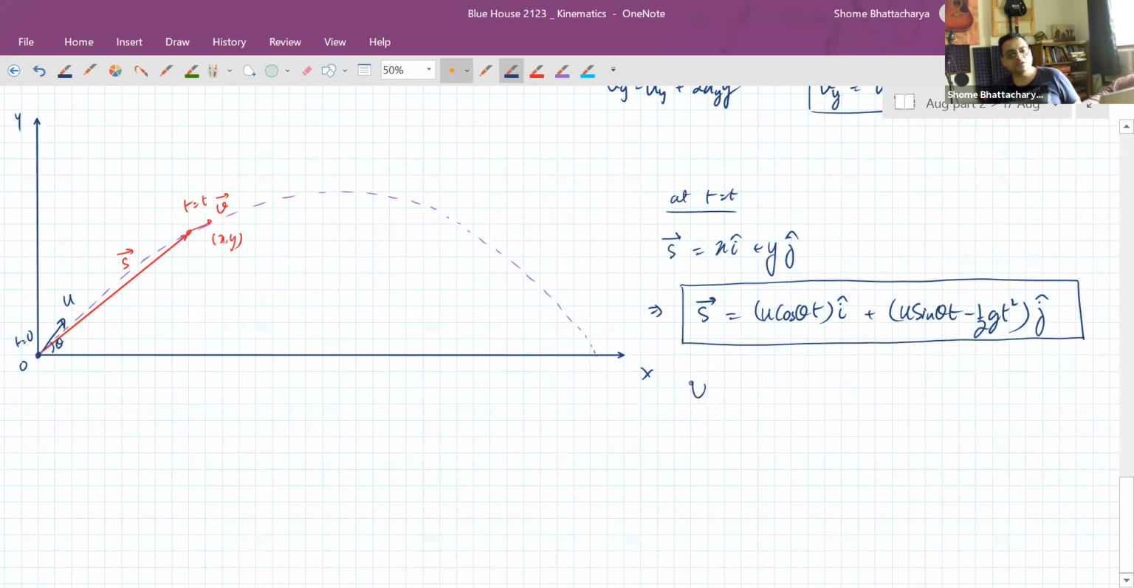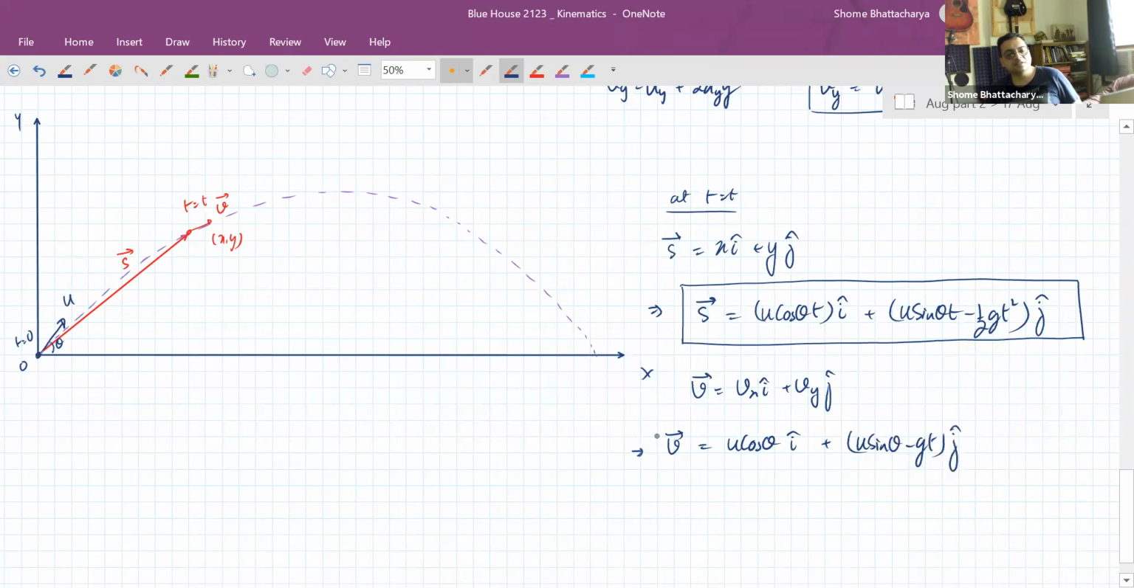So this becomes the vector notation for the position or the displacement. And similarly, the velocity is having some x component and some y component. And the formula for that x and y component we've seen above. The x component remains constant, so it is u cos theta. But the y component has an acceleration of minus g. So it is u sine theta minus gt.